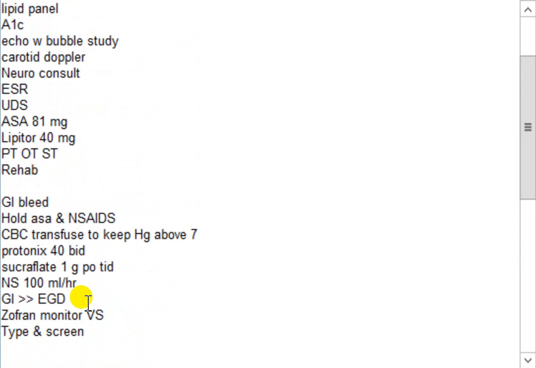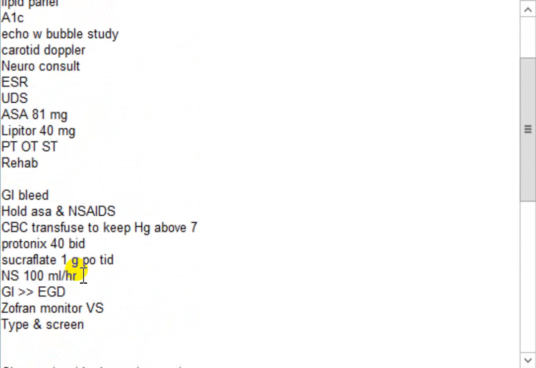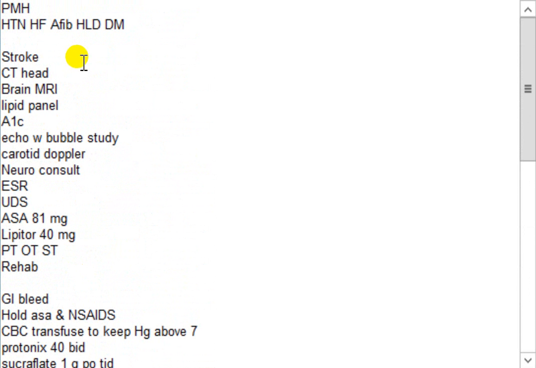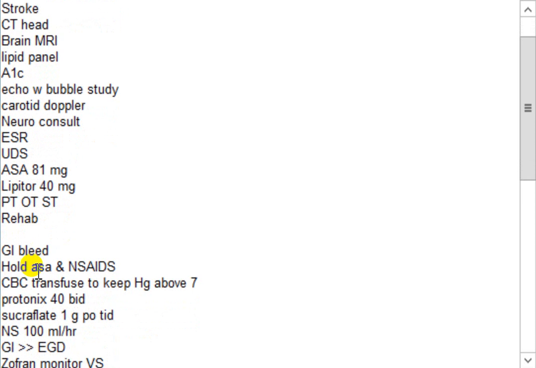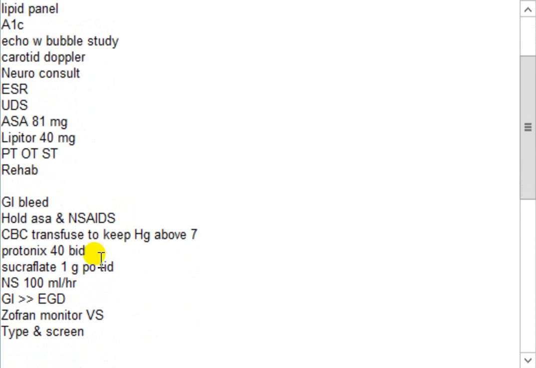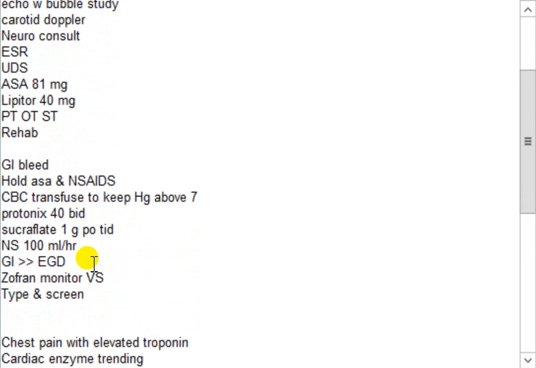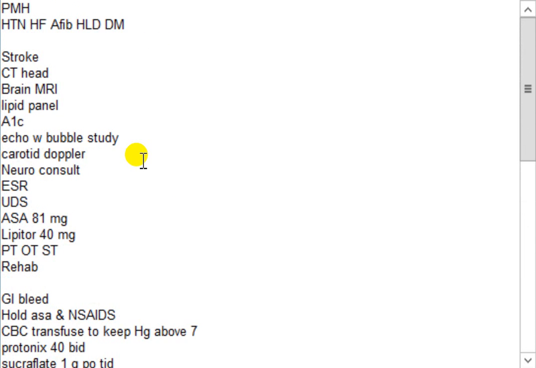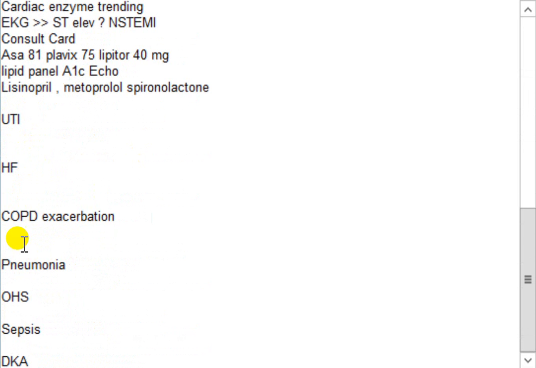Okay, I like to keep the video short, so I'm going to talk about these three, then I'll make another video to talk about the other ones. So this is kind of the idea. The stroke, you do CT head, MRI, echo, carotid Doppler, aspirin, neurology on board. GI, hold aspirin, NSAID, protonics, GI, EGD. Chest pain, you do the cardiology consult, EKG, trend troponin, and see how that happens. And that's kind of a summary of the first one. And then next lecture, we're going to talk about the other common ones.